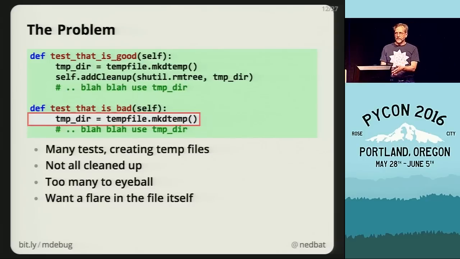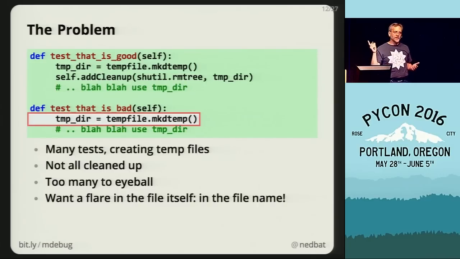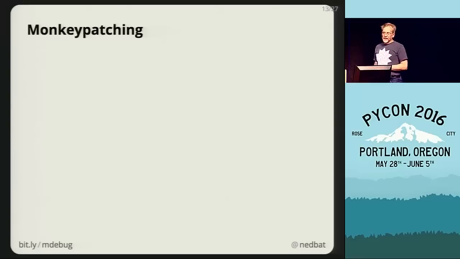Unfortunately, I can't write into the temp file itself. The contents of the file are important to the test. They'll fail if I just start writing random junk into it. But the interesting thing about temp files is that no one cares what they're called. So we're going to put the information into the file name. And the way we're going to do that is we're going to monkey patch the standard library.